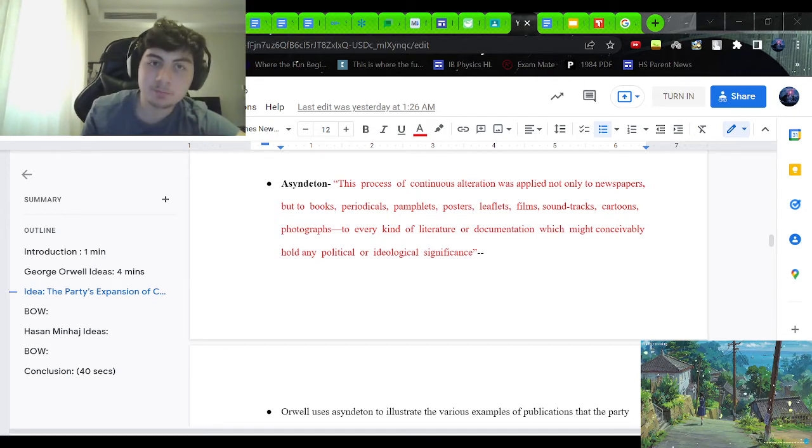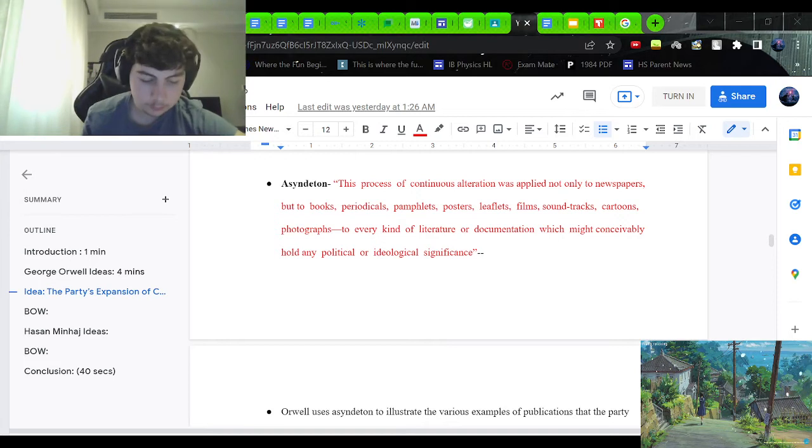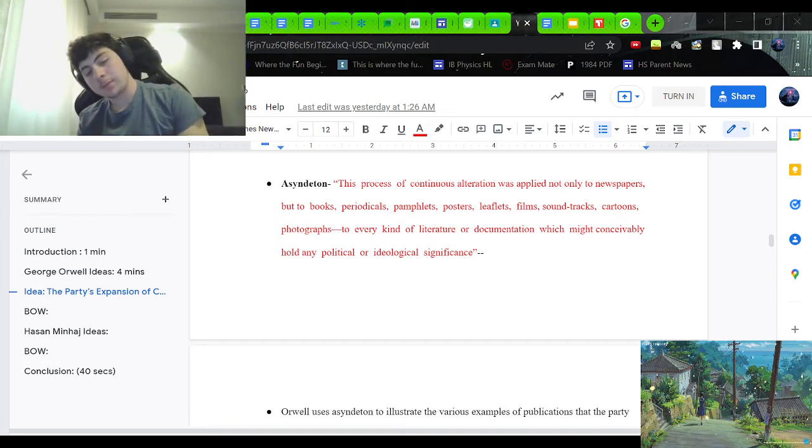See, I'm not a fan of this music either. To books, periodicals, pamphlets, posters. These don't accidentally have anything on the back, right? Thank God. Okay, just remember.